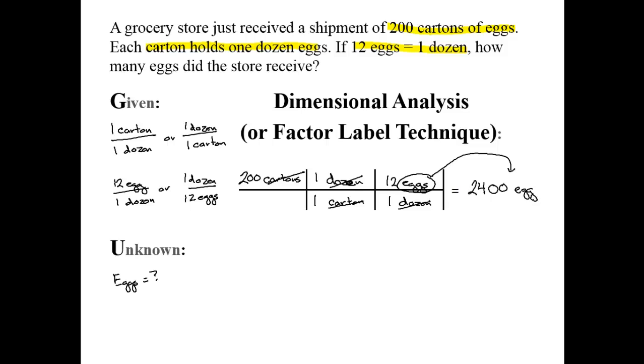Now, this is my calculator answer. And it's always a good idea to respond with your calculator answer, but then we need to take a look at significant figures. Now, this number 200 only has one significant figure because there's no decimal point there. This 12 eggs and 1 dozen does not contribute to significance because that is a known quantity. So in my answer, if I were to respond according to significant figures, I would say that there's 2,000 eggs.